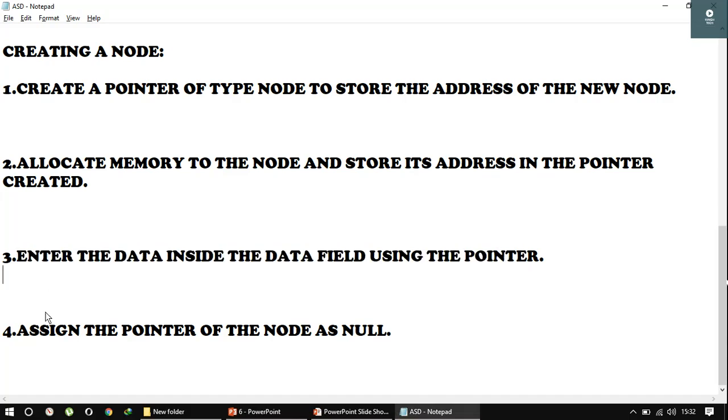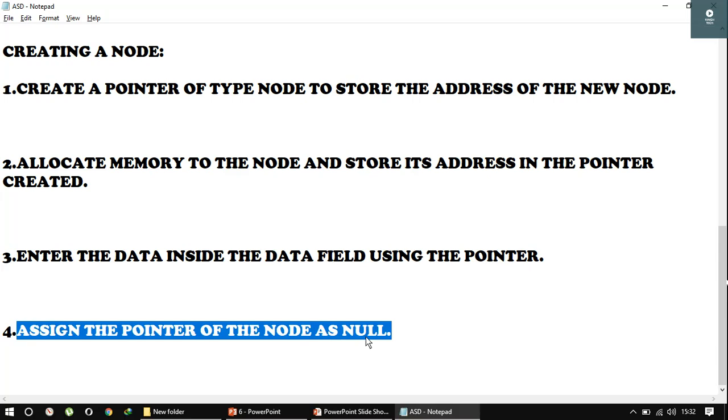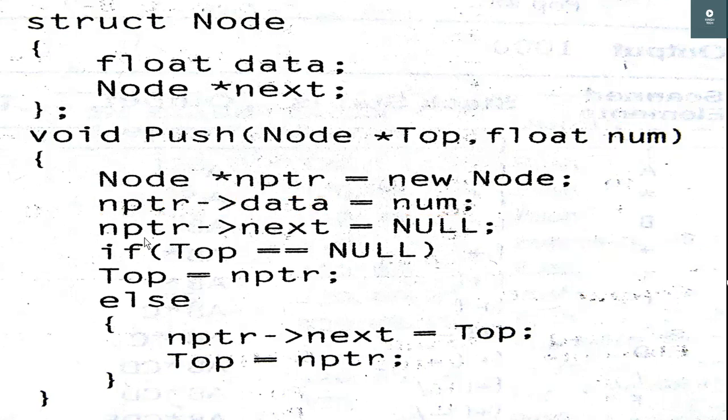After this we have to assign the pointer of the node as null. So here we have nptr->next is equal to null. This is the pointer field of the node. So the pointer of this node is assigned a value null. This pointer is null because initially the node is not pointing to any node, therefore this field is null. So after execution of this line, the node is created and the address is stored inside nptr. The value stored inside data field is num, and the null value is stored inside the pointer.